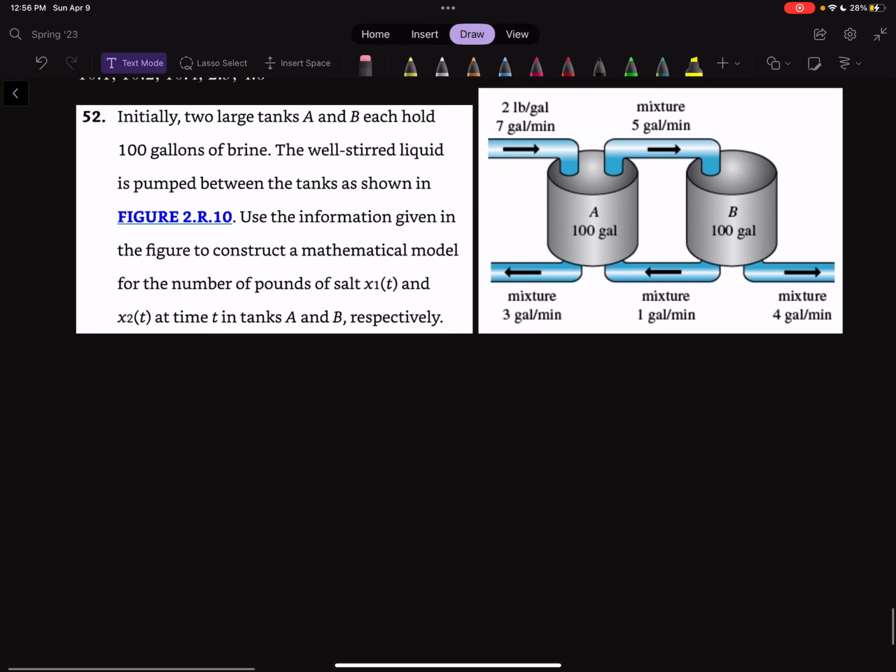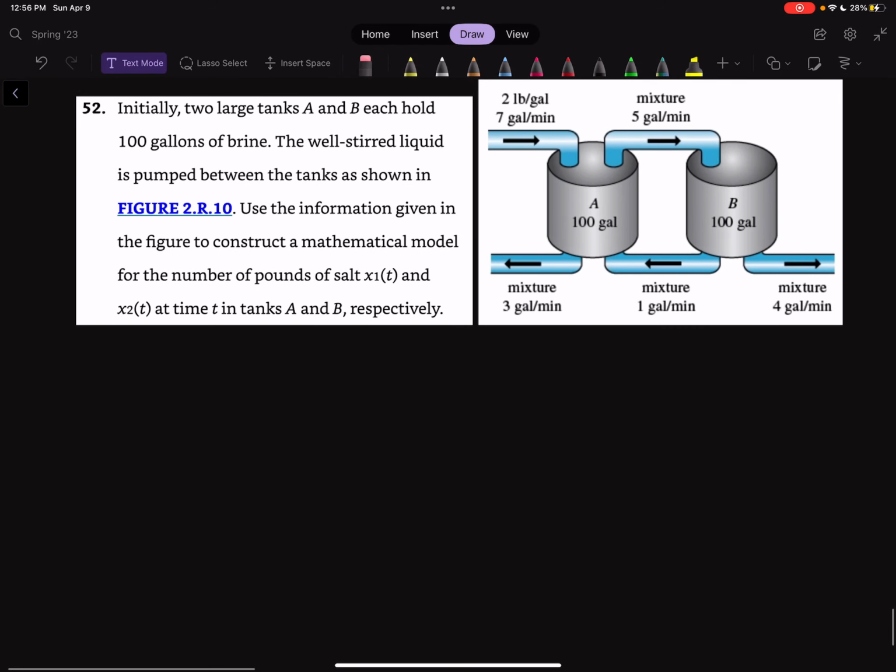All right. Initially, two large tanks, A and B, represented on the right, each hold 100 gallons of brine. The well-stirred liquid is pumped between the tanks as shown. Use the information given in the figure to construct a mathematical model for the number of pounds of salt, x1 of t and x2 of t, at time t in tanks A and B respectively.